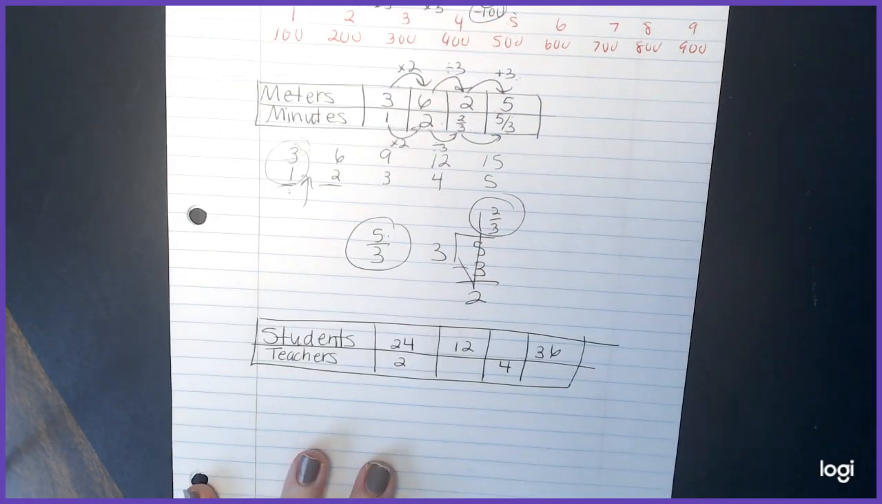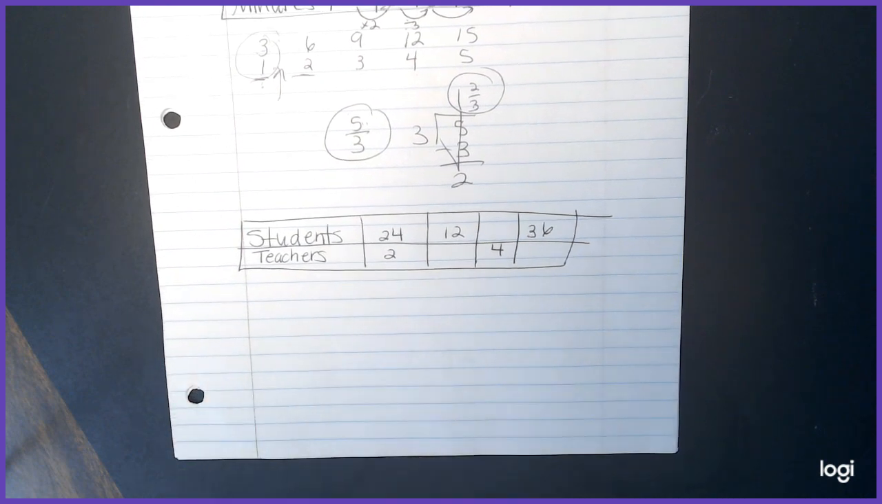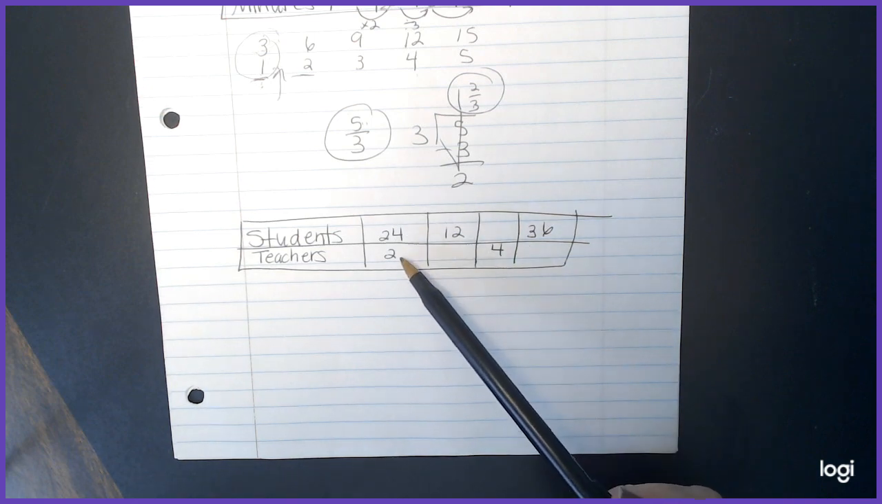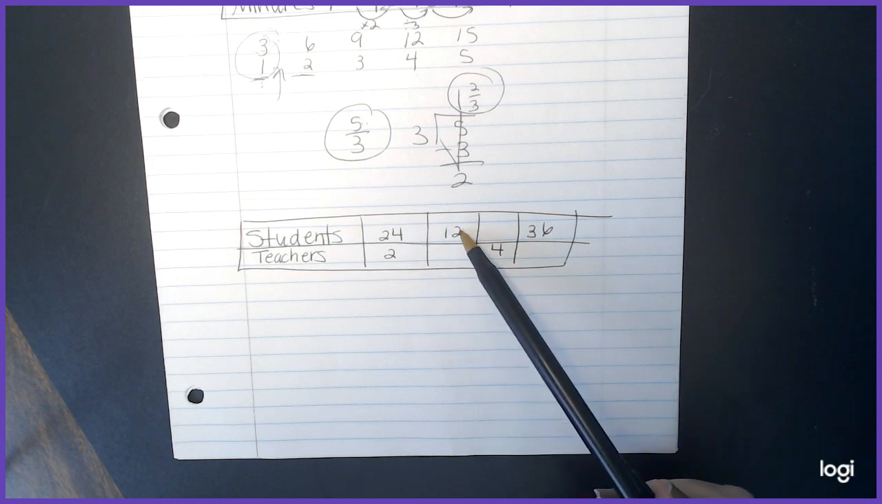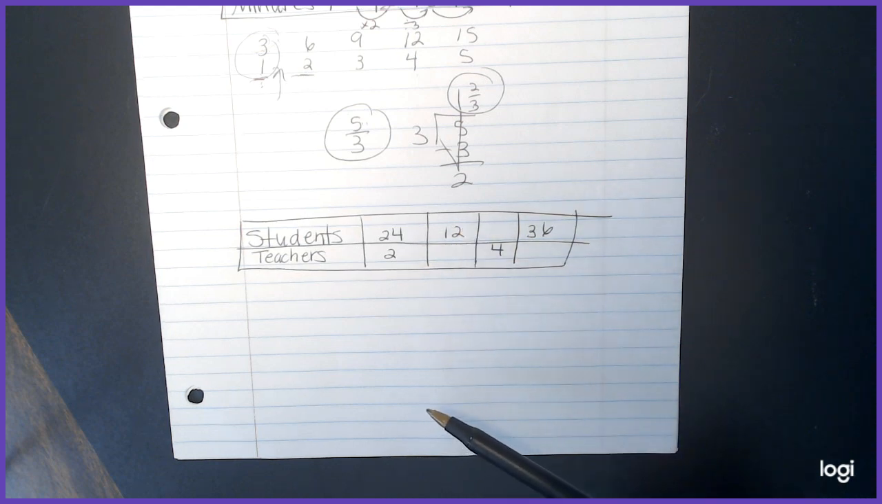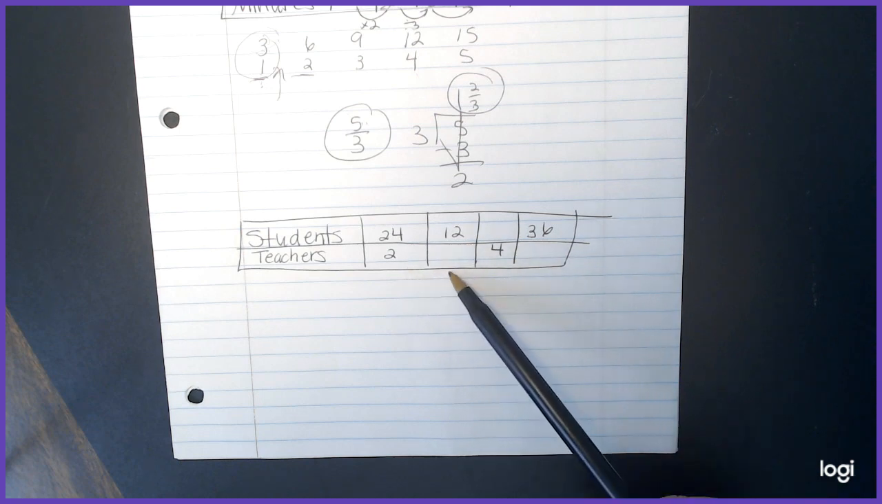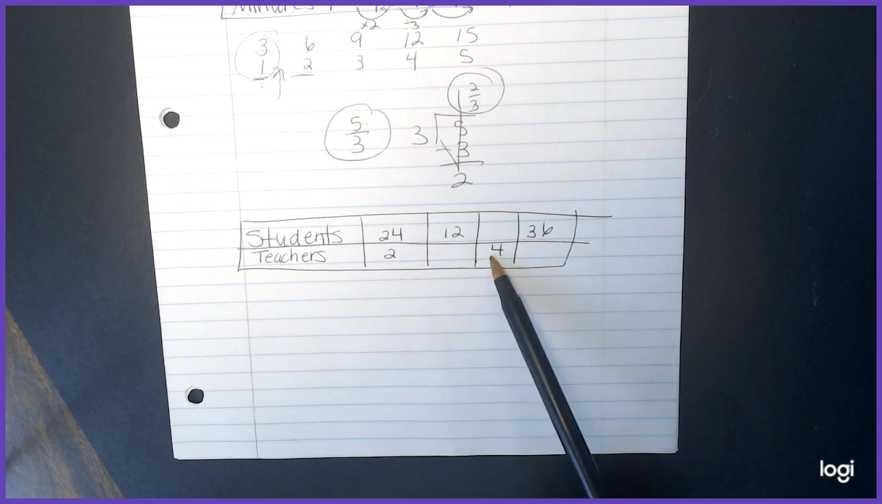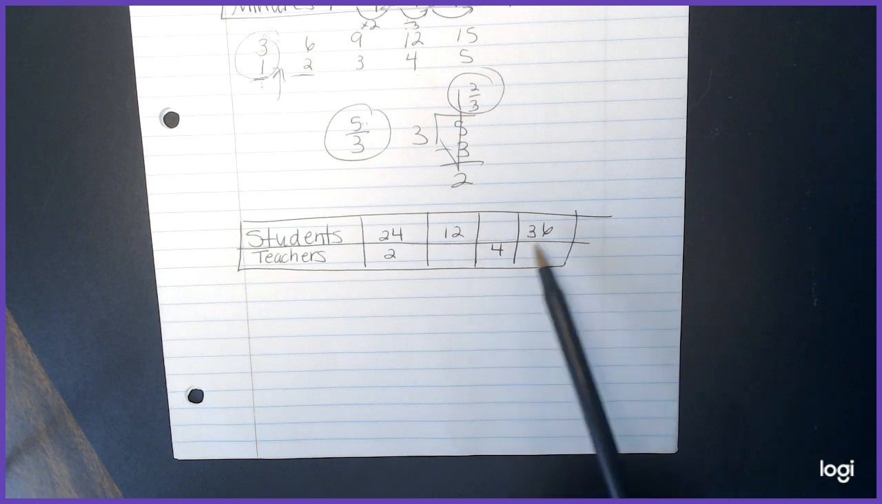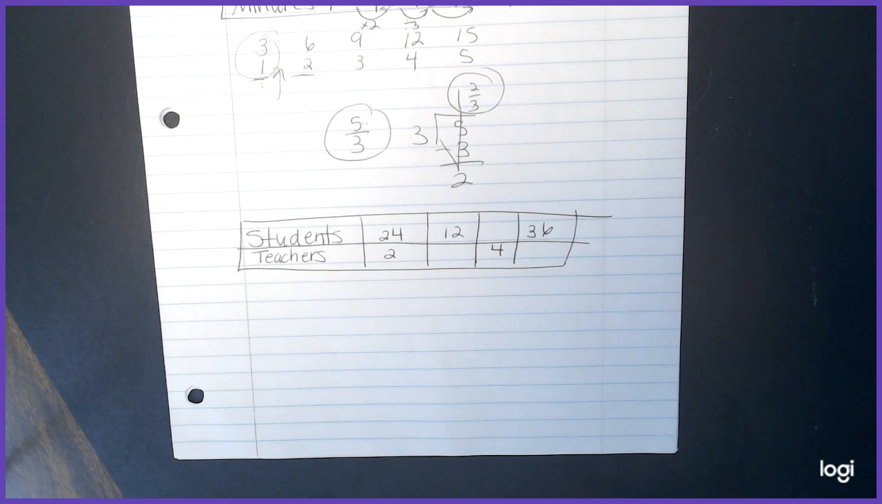All right, so we're going to try one more ratio table. This ratio table says students to teachers. And for every 24 students, we have 2 teachers. So what happens if I only have 12 students? How many teachers would make an equivalent ratio? What happens if I went from 2 teachers to 4 teachers? How many students would that make to make these equivalent ratios? And then I have 36 students. See if you can complete my ratio table.